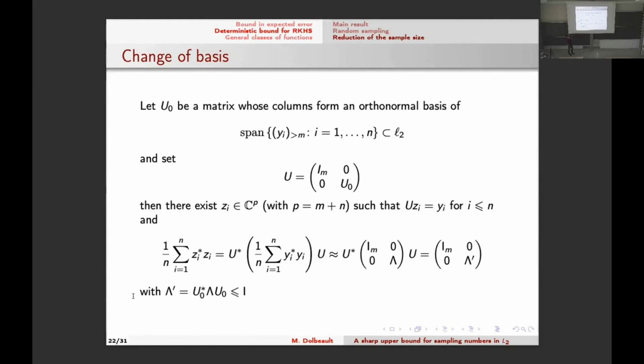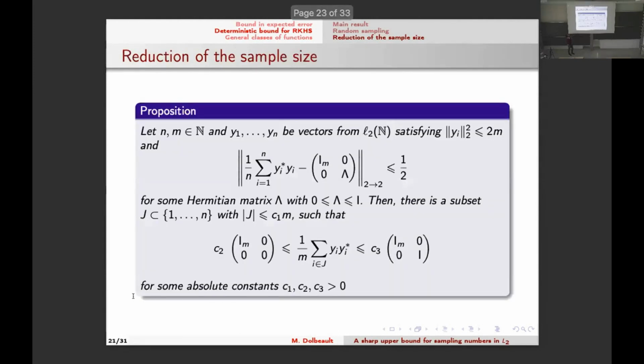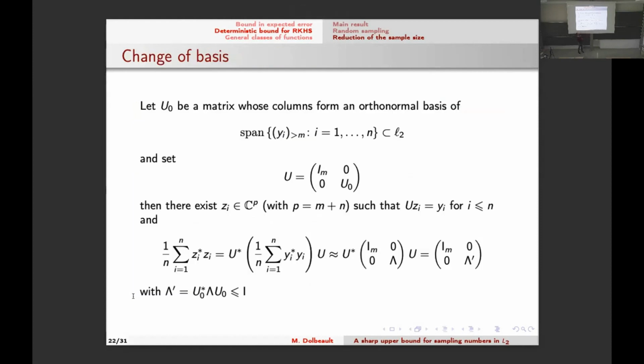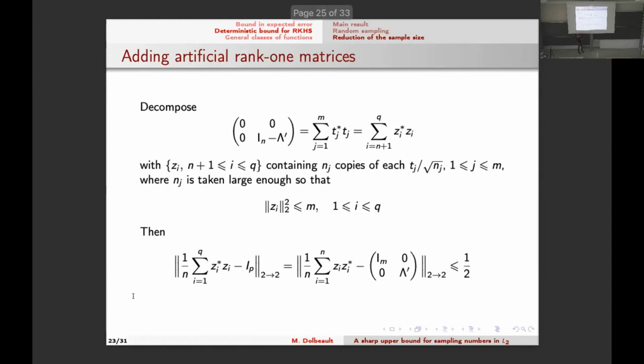Because what I wanted to apply was the result above, saying that in finite dimension, if I'm close to the identity, I can subsample. Here, I'm not in finite dimension, but my sum is of finite rank, so by a change of variable, I make it of finite dimension. And then how to make it close to the identity? I was below the identity. I had the identity and something smaller than the identity. So I will add artificially some vectors, which I can remove later, so as to get close to the identity.